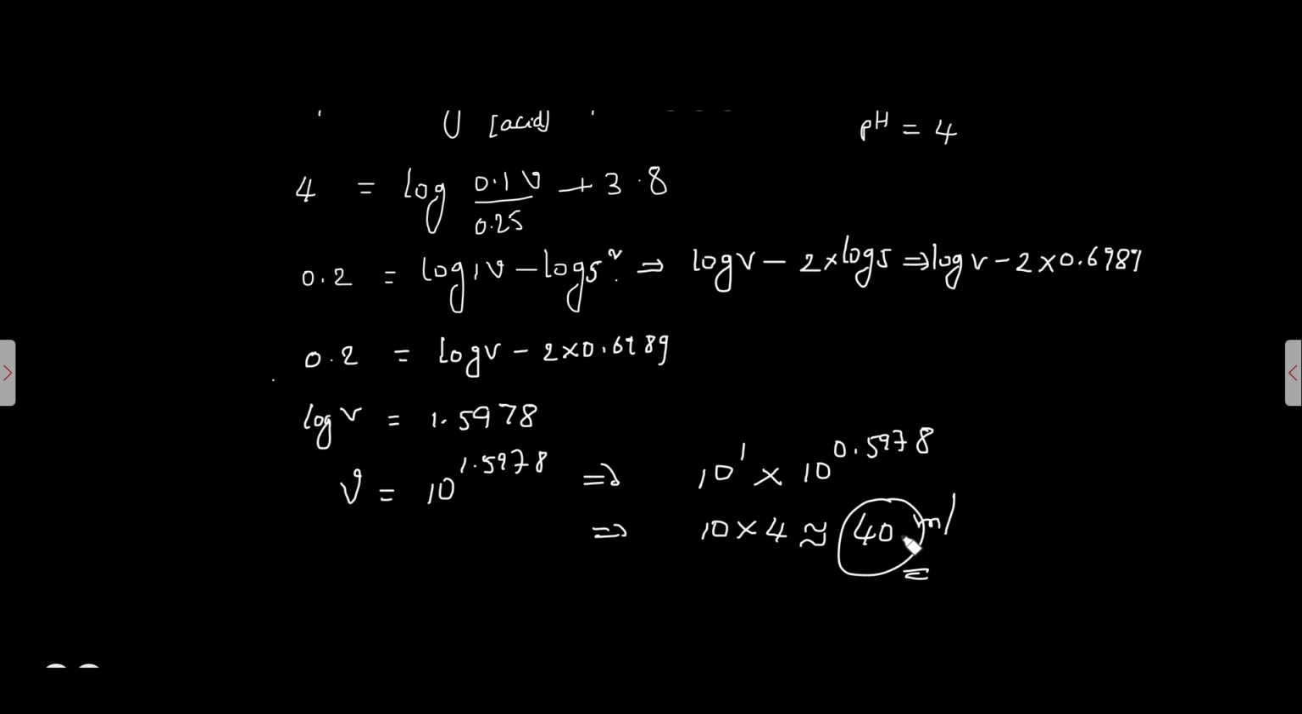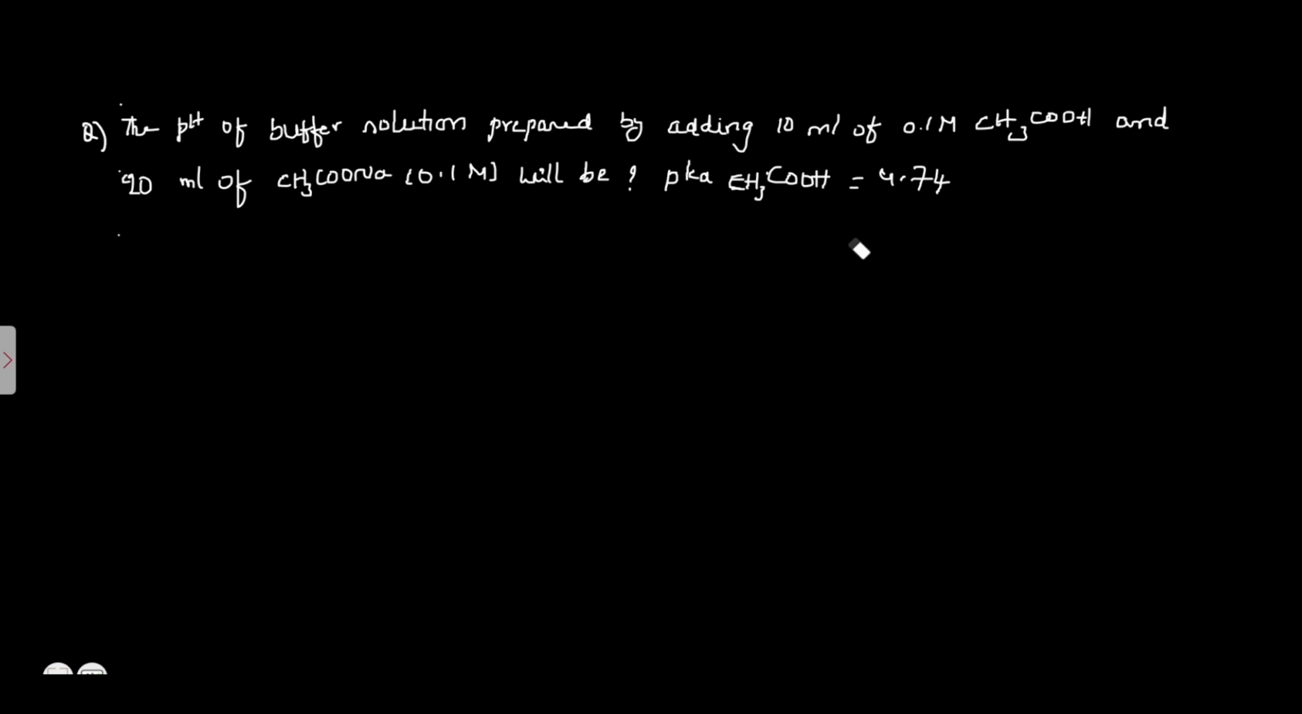Okay, let's see another example. What is the pH of buffer solution which is prepared by adding 10 ml of 0.1 molar acetic acid and 20 ml of sodium acetate, which is 0.1 molar, where pKa of acetic acid equal to 4.74. Here, like the earlier example, what is given here? The volume and the molarity. You know the relation between that, right?